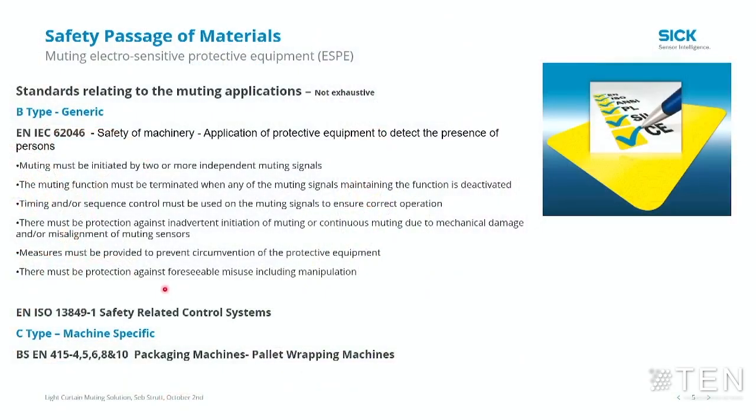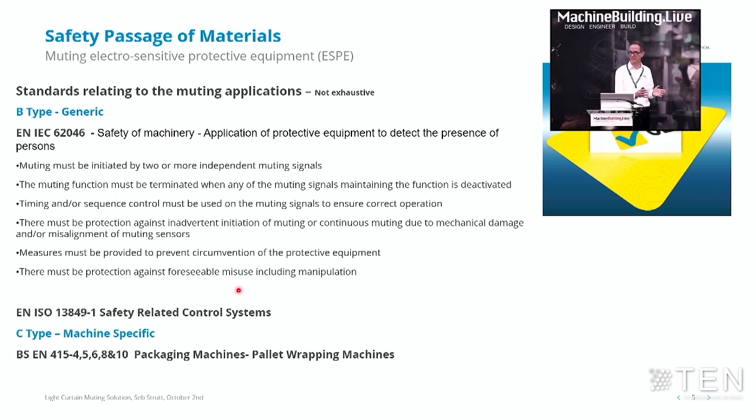And measures must be provided to circumnavigate the ESPE. For example, if you mute a light curtain while something's going through it, there shouldn't be enough space to walk alongside the pallet or gain access alongside the object going through the light curtain.